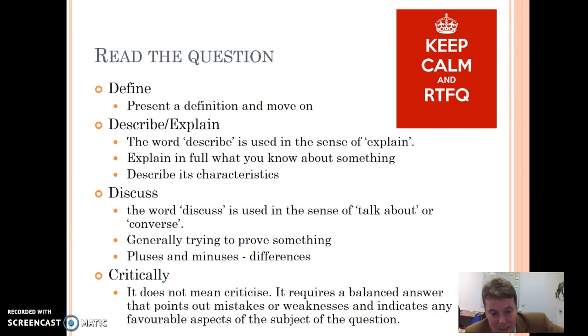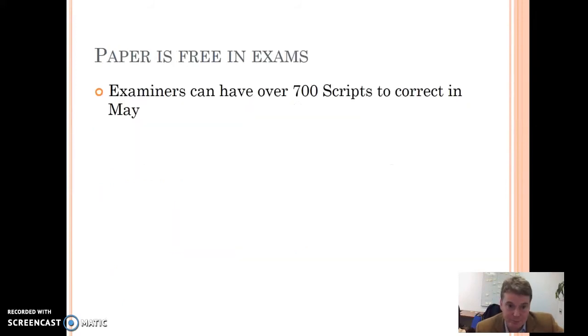And then critically is another level of depth. So it's this idea that you have a balanced answer. So you point out the mistakes and weaknesses on both sides. And rather than trying to ram home an argument to say that technology is good and privacy is silly, you focus on both aspects, and go into them in detail. And then in your conclusion, you can argue that you feel one is better from a particular perspective or whatever. But it requires that level of depth.